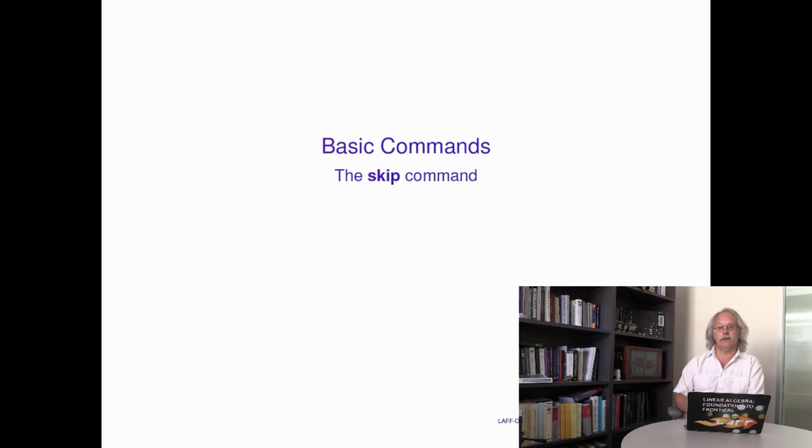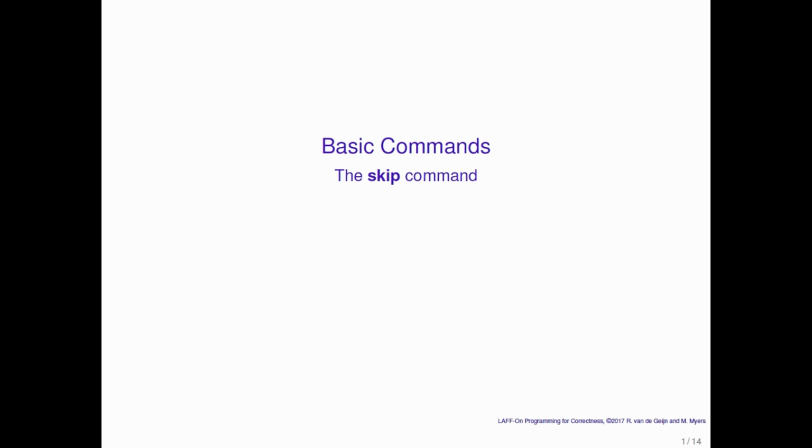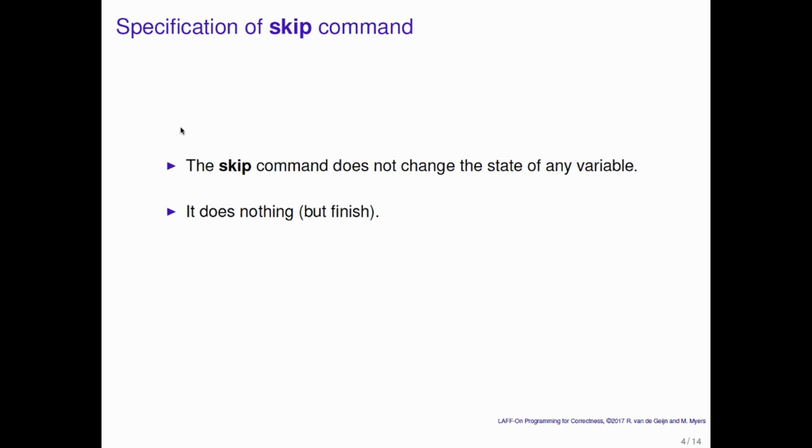We're going to start with some very simple commands, and then progressively the complexity of those commands will increase. The most basic of all commands is the command skip. How does it work? The skip command does not change the state of any variable. It does nothing, but it does finish. It is a no-op, is another way that sometimes we say this in computer science.